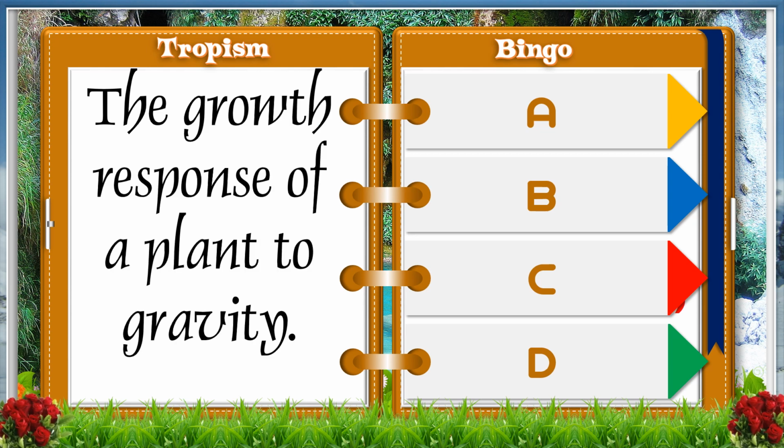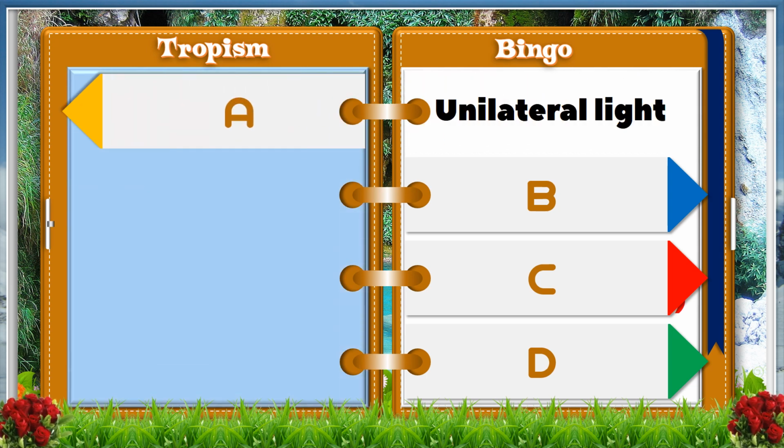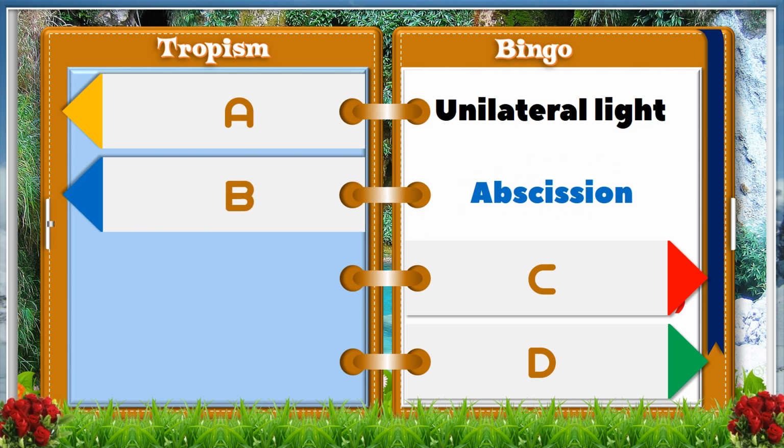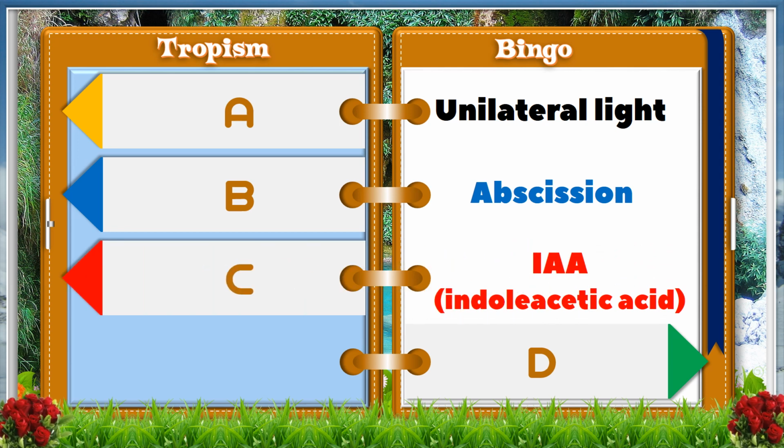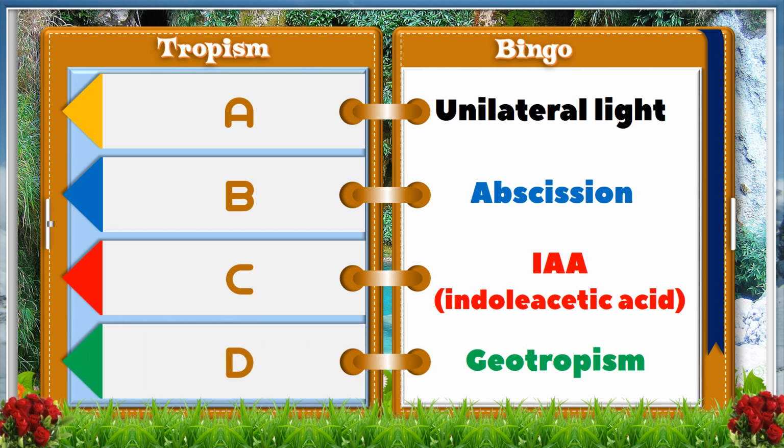The growth response of a plant to gravity. A, unilateral light. B, abscission. C, indole acetic acid. D, geotropism. And the answer is D, geotropism.